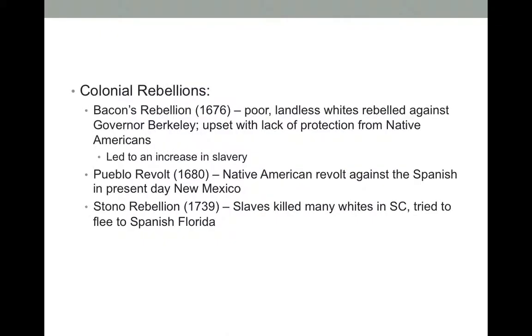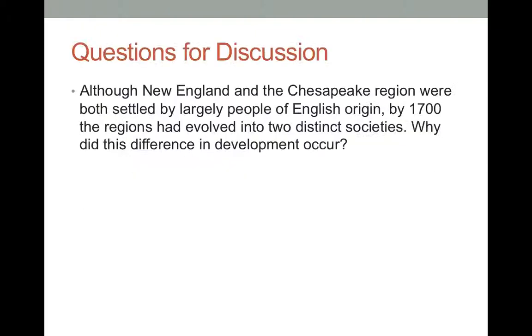And we do have some rebellions. So Bacon's Rebellion, which you should remember pretty well, are the former indentured servants that rebel against Governor Berkeley, who are very upset about their lack of protection from Native Americans. The Pueblo Revolt, which is going on in Spanish North America, and then the Stono Rebellion, which is where the slaves kill many whites in South Carolina. They try to flee to Spanish Florida, and this leads to a lot of different restrictions that become those slave codes. And also, this is sort of setting up that precedent for Florida being this lawless place where people run away, which Andrew Jackson is going to go after when he attacks.